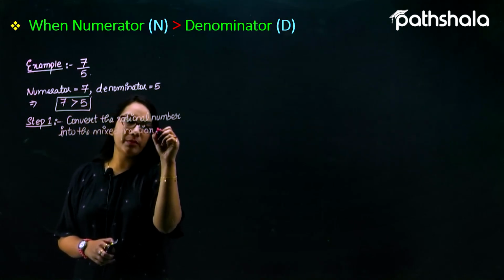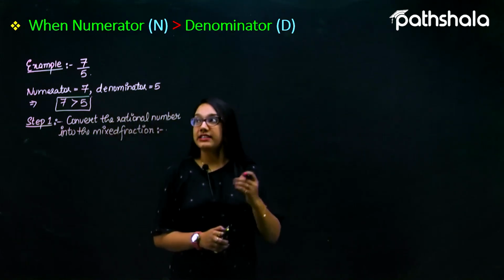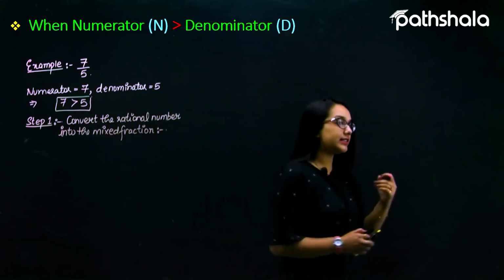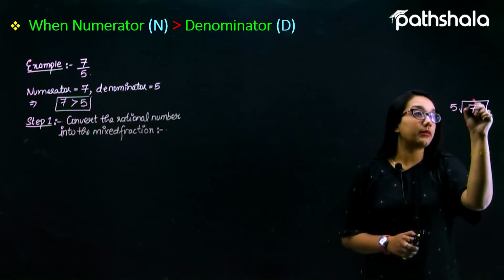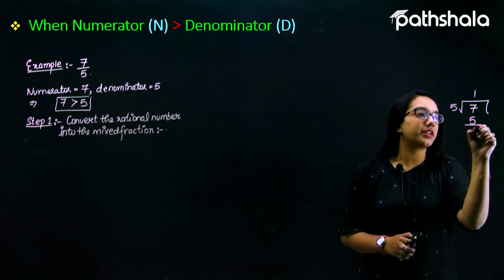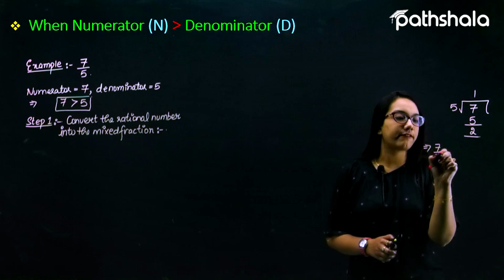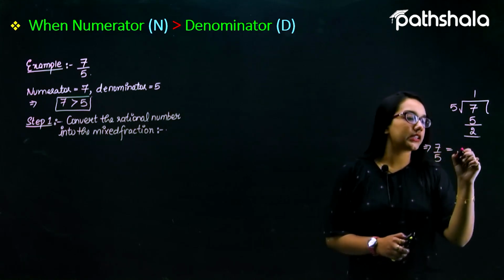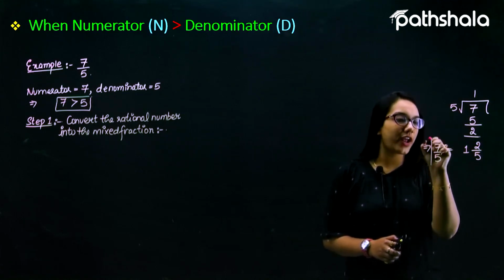We all know about the mixed fraction. What is the meaning of a mixed fraction? Let us suppose we have 7 by 5. So we will divide 7 by 5, like 5 and 7. This is 5 ones of 5, so the remainder is 2. So we can write 7 by 5 as 1, 2 by 5. This is nothing but a mixed fraction.